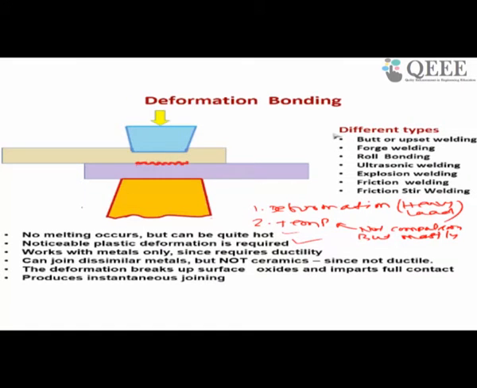These are the different types of deformation based processes. As I discussed with arc welding processes, where all the processes are almost similar, similarly all the deformation bonding based processes are almost similar. Each process gives you one kind of plastic deformation. How are we inducing plastic deformation and diffusion together? The first one is butt welding or offset welding. Second is forge welding. Third is roll bonding, ultrasonic welding, explosion welding, friction welding, and friction stir welding. We cannot go in depth in each process. I will quickly go through each one, because the principle is the same in all the processes.